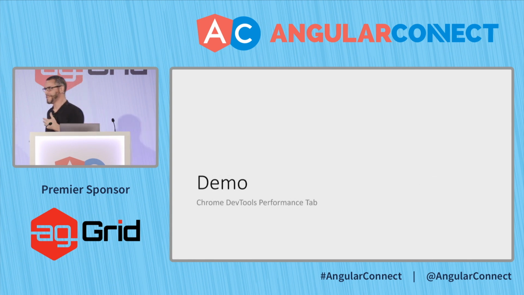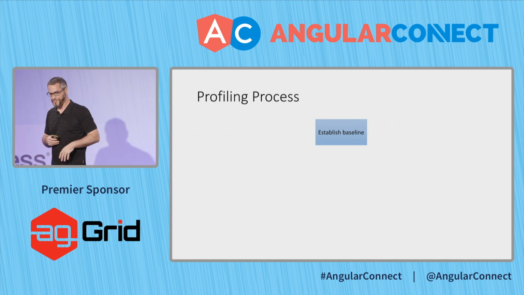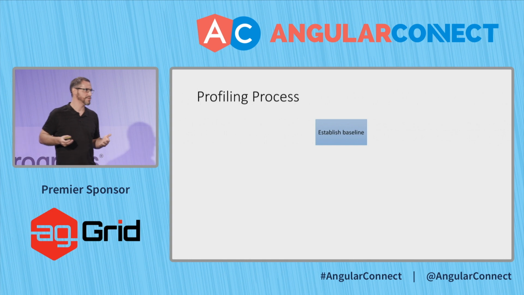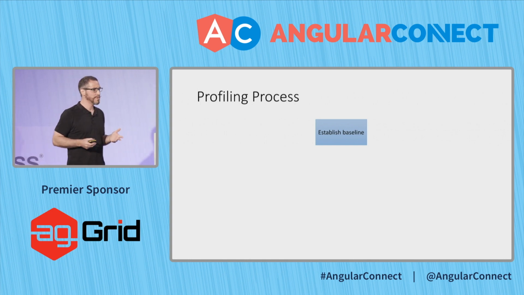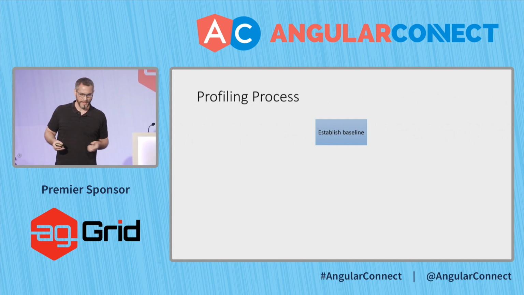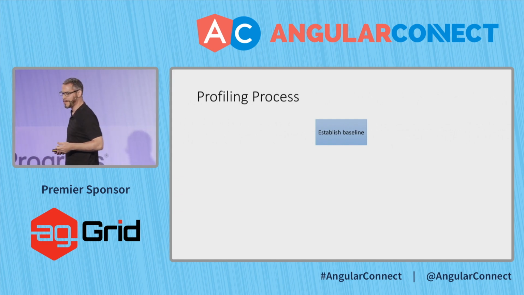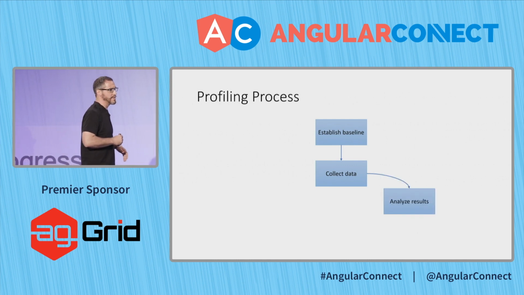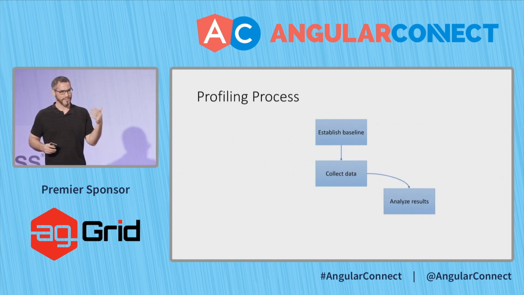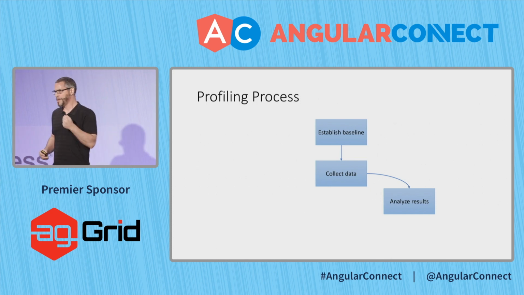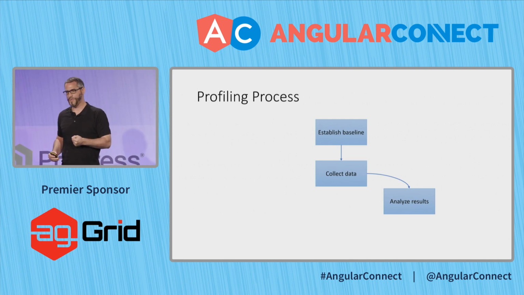So how does the process of profiling work? We establish a baseline, meaning that you will open a browser in incognito mode. Why is that? You don't want all of your extensions running and doing some stuff and affecting your profiling. You will collect data using the Performance tab. Then you analyze the results. You will try to find some places in the bottom-up view, for example, in order to see if there are wrong things that we did.